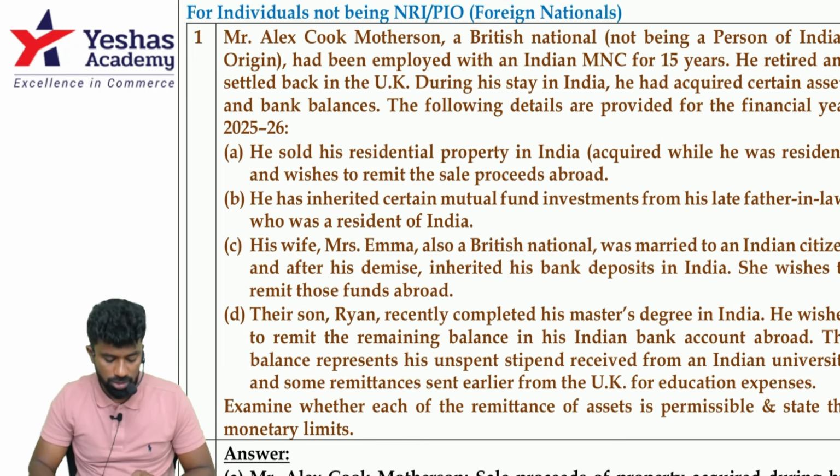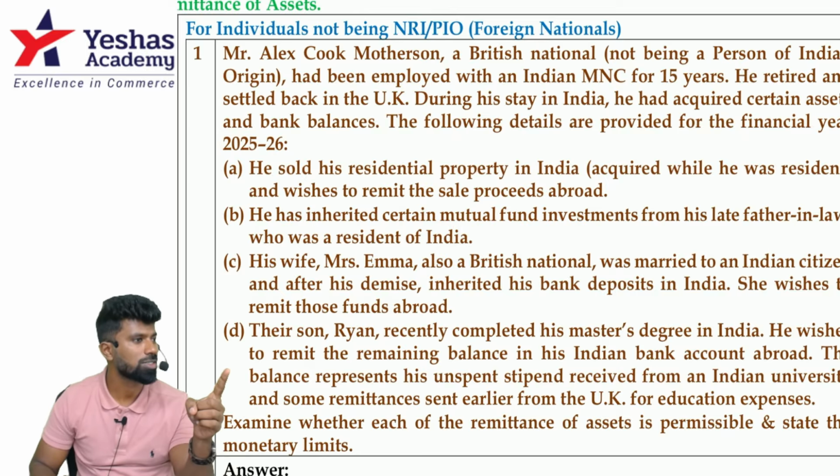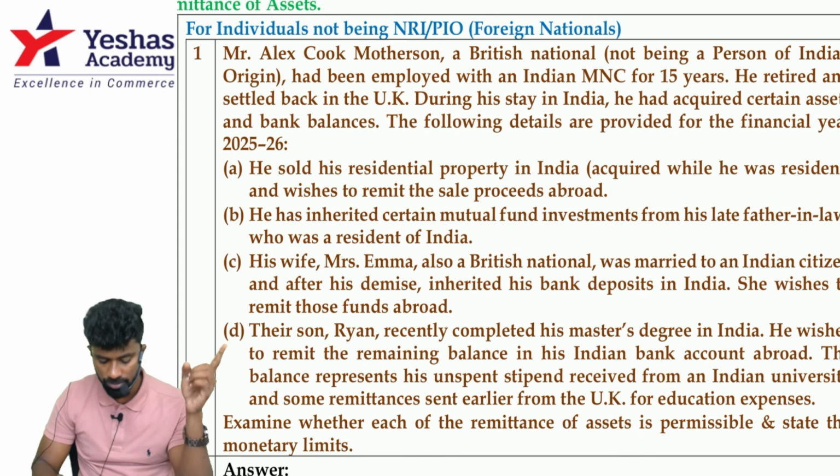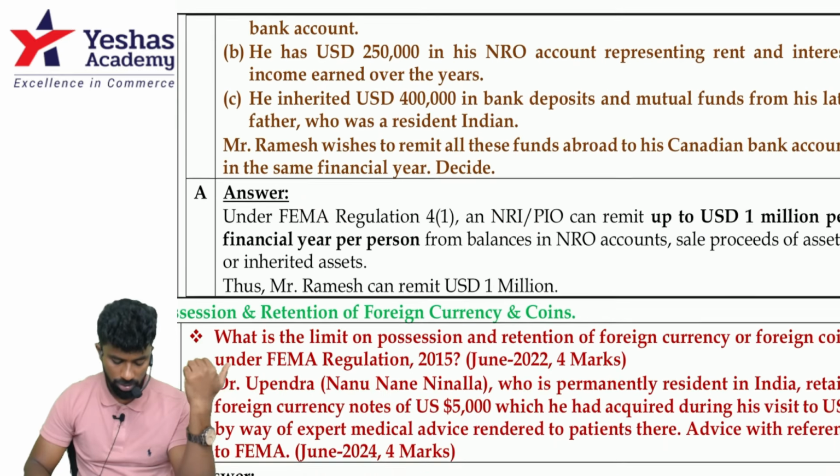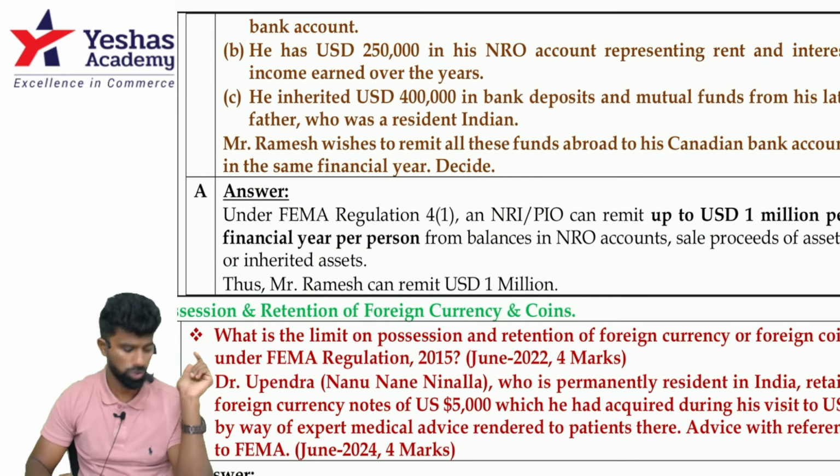Remittance of what? First one is for whom? Individuals other than NRIs and PIOs. Based on that, there is no question yet. Next one for NRIs and PIOs. No question, but I've included a question. It's supposed to solve it.